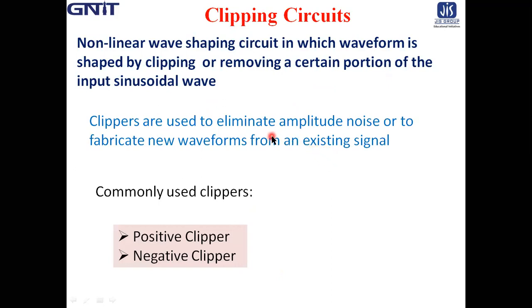What do you mean by clipping? Clipping circuit is a nonlinear wave shaping circuit in which the waveform is shaped by clipping or removing a certain portion of the input sinusoidal wave. This type of circuit consists of nonlinear elements such as diodes, transistor, in addition to resistor, inductor and capacitor.